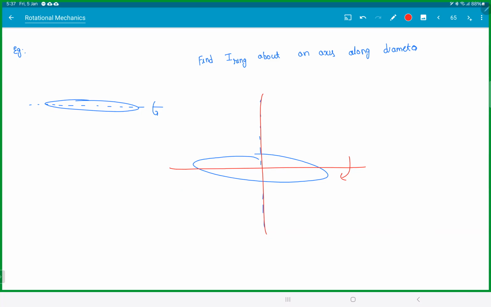Simple. So you always see what you know and what is being asked. Check whether they're parallel or perpendicular. If they're parallel, use the parallel axis theorem. If they're perpendicular, use the perpendicular axis theorem. Fair enough. That's a simple way to remember. Sometimes you have to use both. We will see. So in this question, this is what we do.